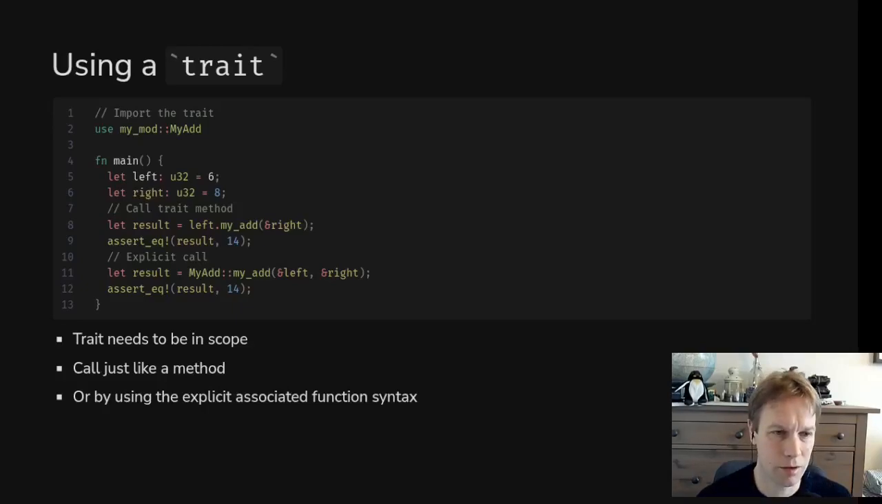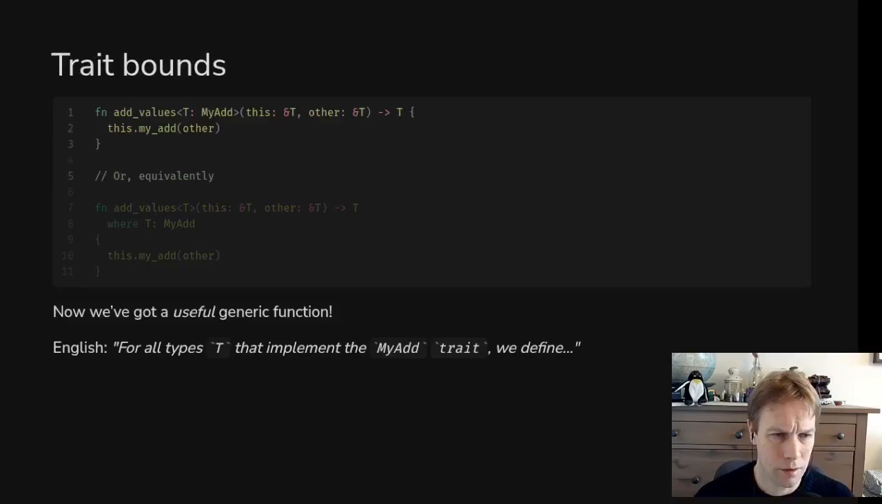Okay, so now that I've defined a trait on U32, I can use it. So now let's go back to talking about generics. So this is now a function that for some reason has been renamed to add values instead of add, but it's the same idea.